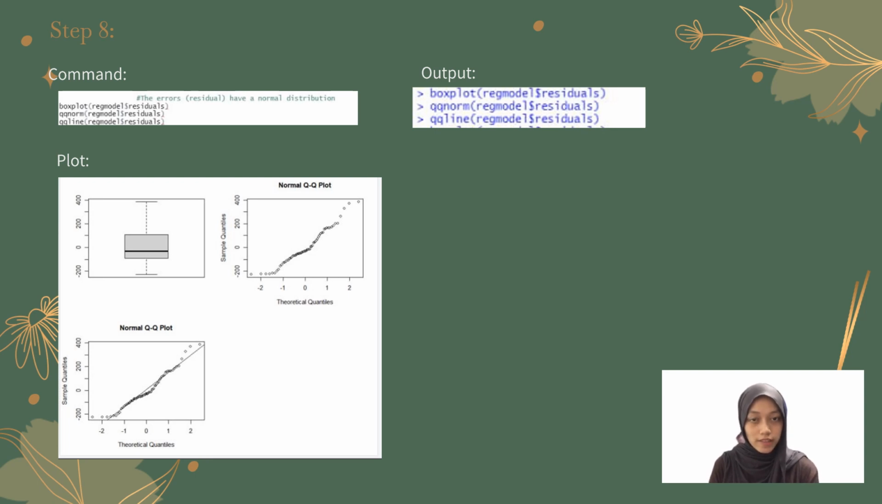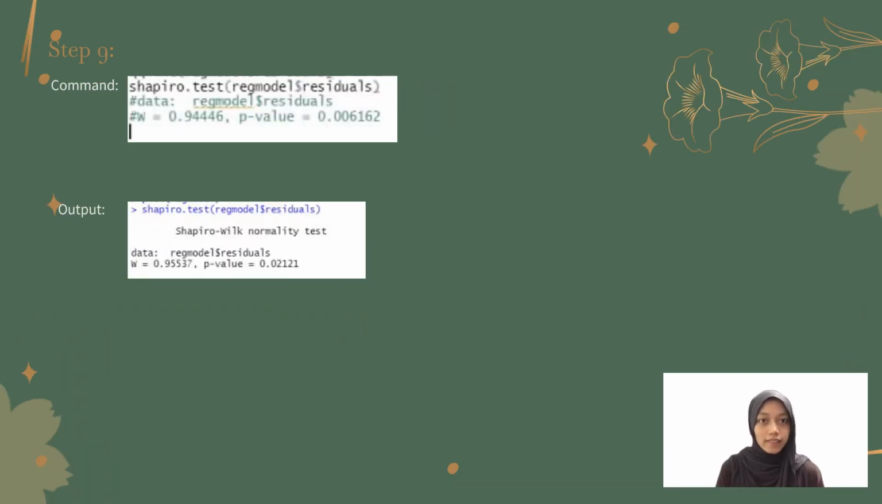The output shows as the picture. Next, we can proceed to find the qqnorm, open bracket, rig model, $ sign to residual, end bracket. The output shows the normal QQ plot. We also find the qqline, open bracket, rig model, $ sign to residuals, end bracket. And lastly, the command shapiro.test, open bracket, rig model, $ sign, residuals, end bracket.